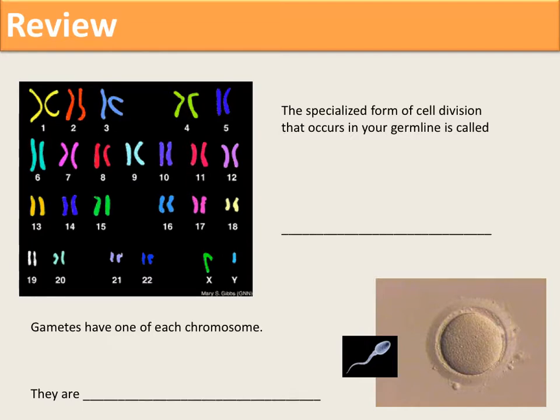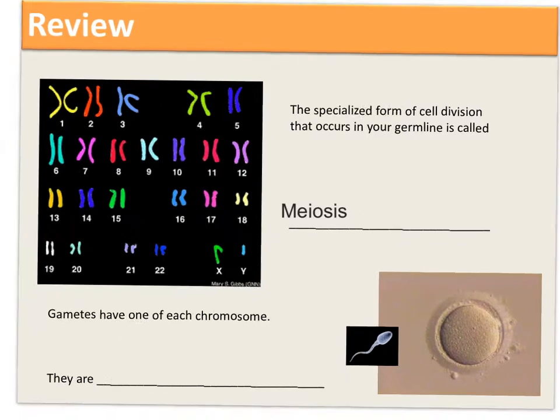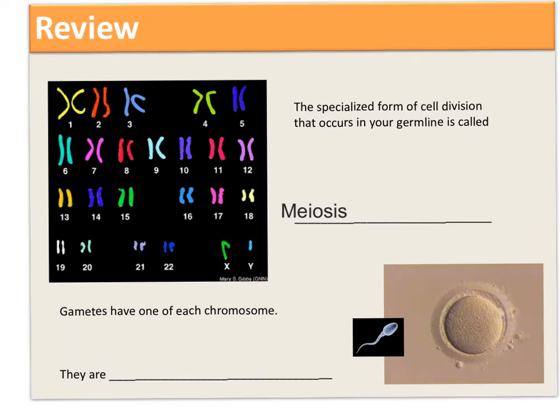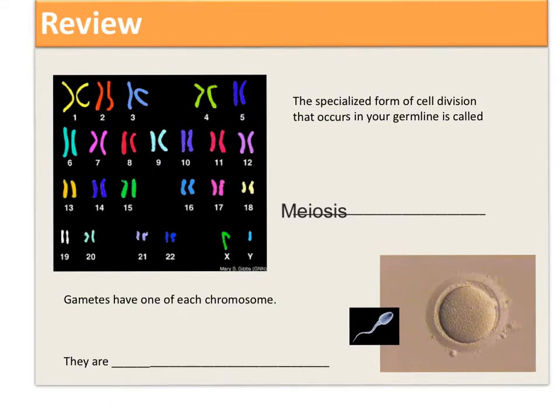Okay. So the specialized form of cell division that occurs in your germline is called what? Mitosis or meiosis? Meiosis. And gametes have 1 of each chromosome, and then therefore they're diploid or haploid?